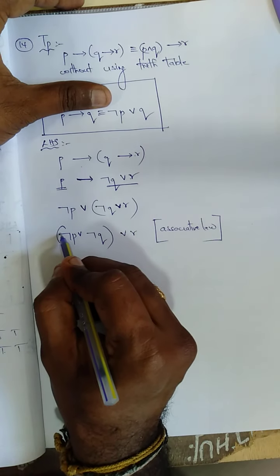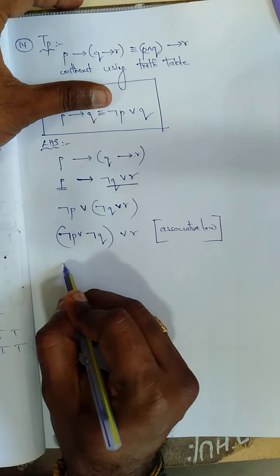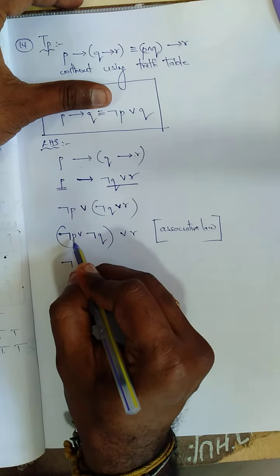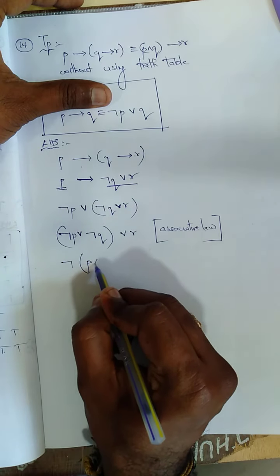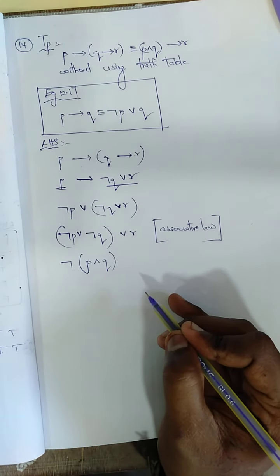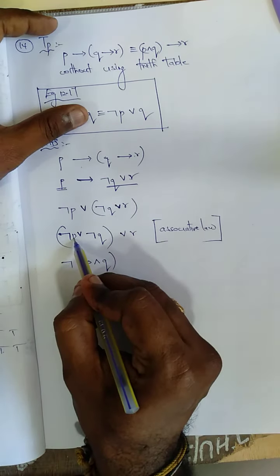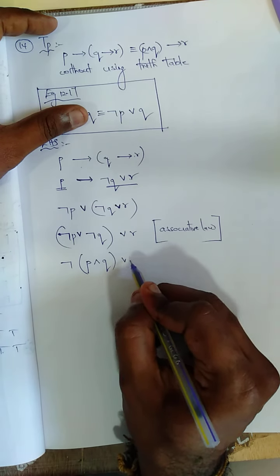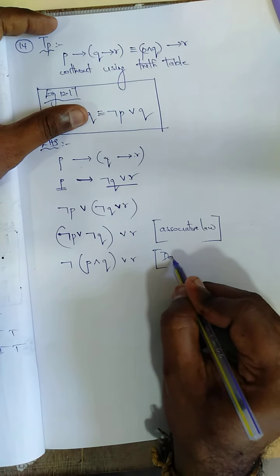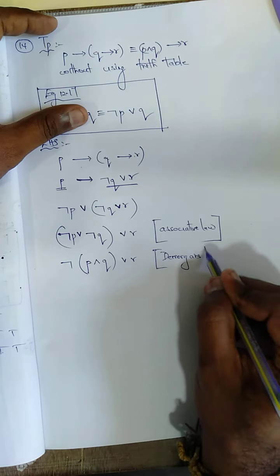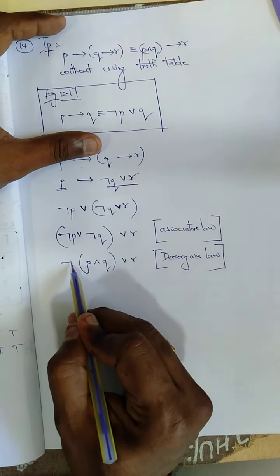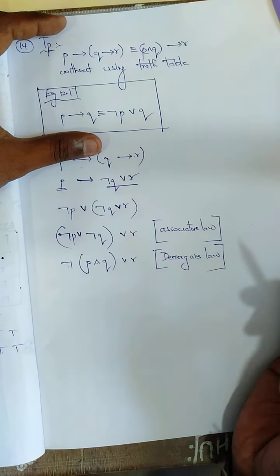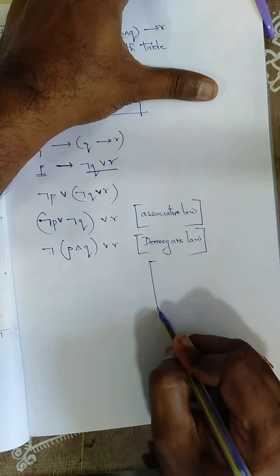Now, this is negation, this is negation. I am going to take negation outside. If I take negation outside, this P, R will become and: P and Q. It's very, very important. This is nothing but De Morgan's law. This is given in our textbook itself. If I put negation outside, this OR will become and. We know one formula. What is the formula?